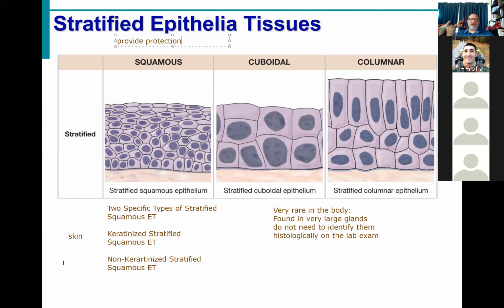This non-keratinized stratified squamous basically protects the wet openings, the moist openings of the body. Like what? Give me an example of the locations then where you would find a non-keratinized stratified squamous epithelial tissue.